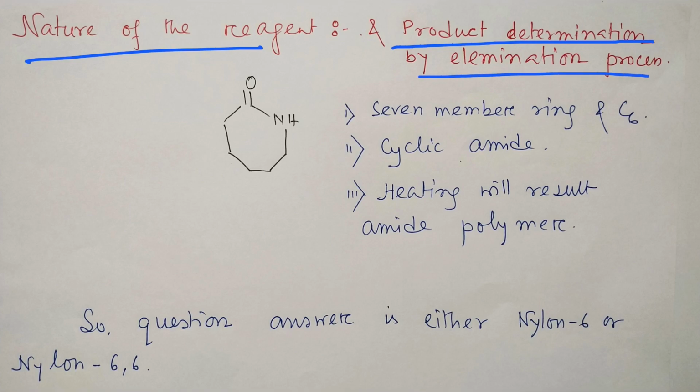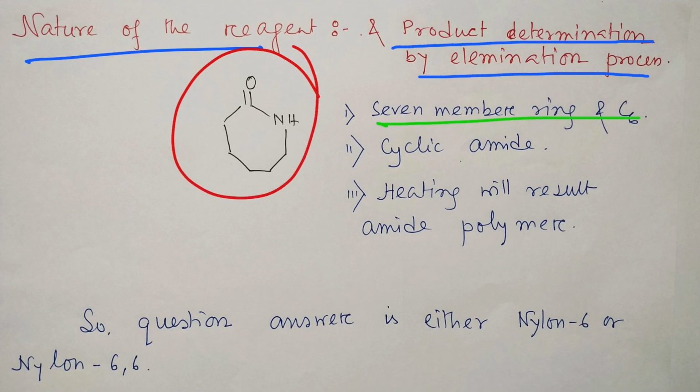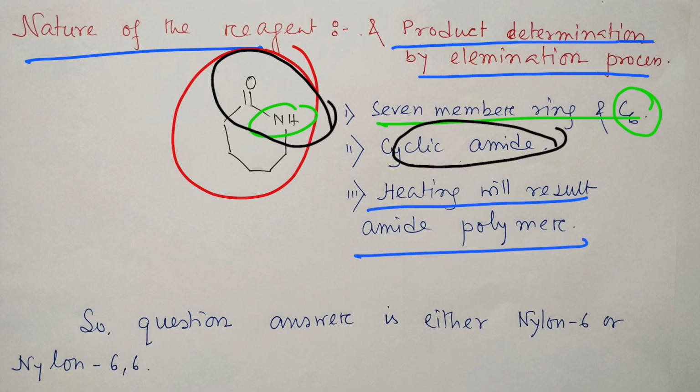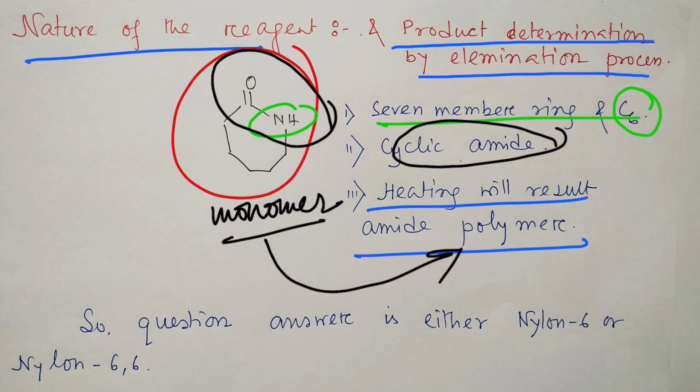If you look at the nature of this reagent, this is actually a 7-member ring, where 6 are carbon and 1 is nitrogen. Since it belongs to this ring, that's why this is a 7-member ring. And this is actually a cyclic amide. Why amide? Because of this CONH thing. It's a cyclic amide, and heating will result in an amide polymer. It's actually a rearrangement reaction you can consider. Under heat, this molecule rearranges and produces a polymer. This is a small molecule, that's why you can consider it a monomer. Under heat, it will convert into a polymer.